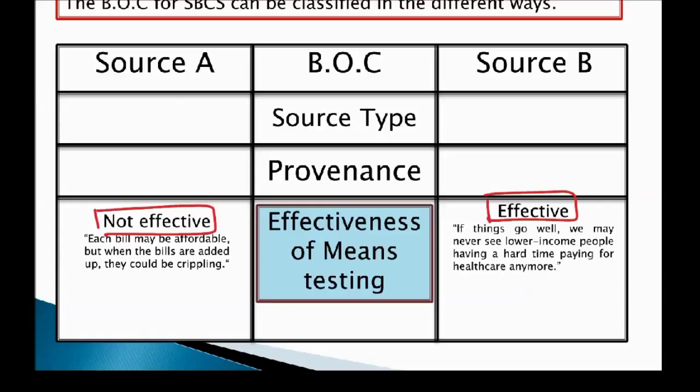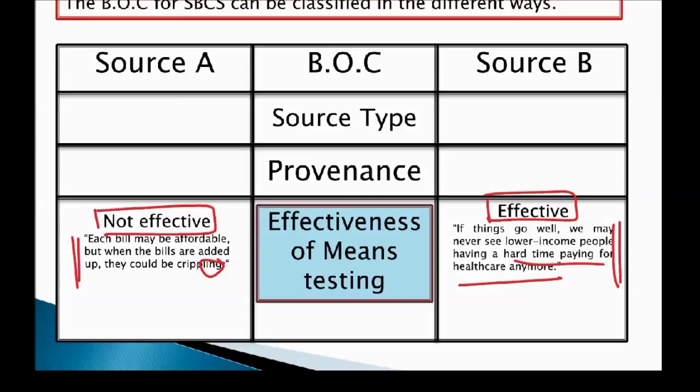Then, okay, you may highlight the source on your paper or input the evidence in the chart. So the evidence from source A is each bill may be affordable, but when the bills are added up, they could be crippling. If things go well for source B, we may never see lower income people having a hard time paying for healthcare anymore. So the first one is still saying that things could be crippling. For source B, okay, he's saying that they won't have a hard time anymore.